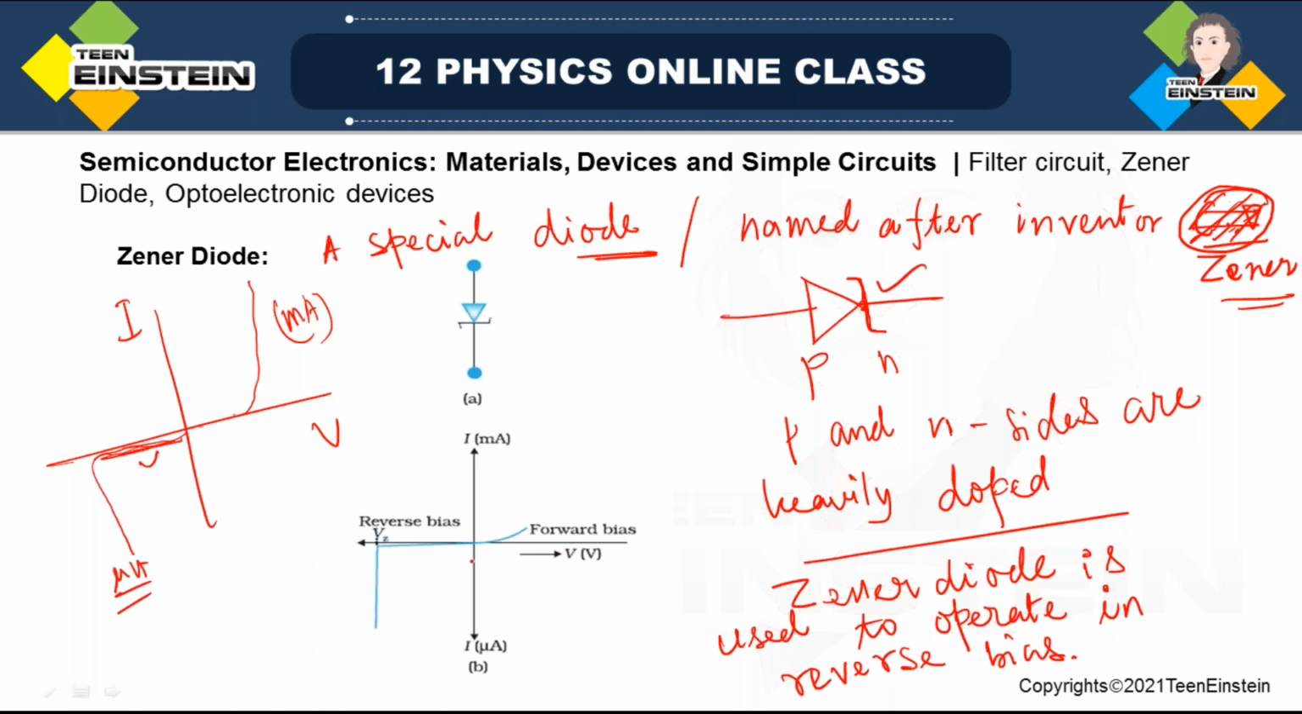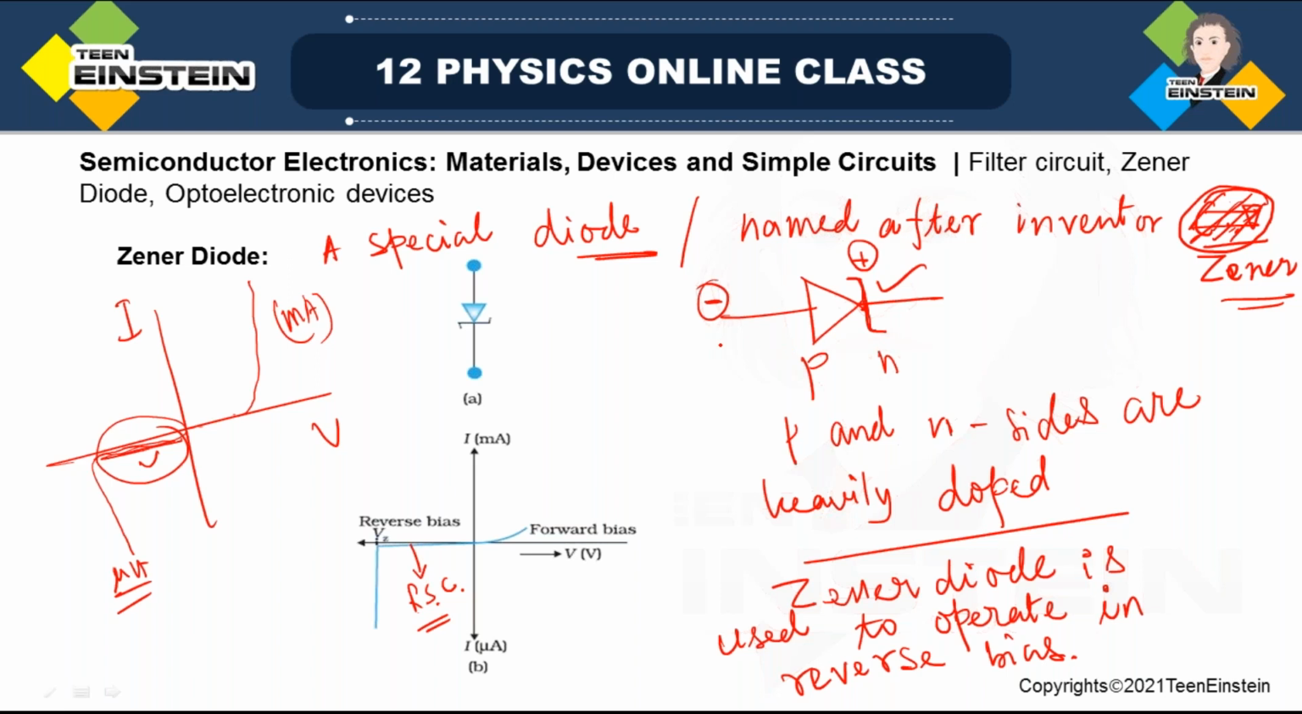Why? Because look, in the reverse direction, the reverse voltage means it is negative here. So the P side is the negative terminal, this is the positive terminal, this is the reverse bias. When the reverse bias voltage is increased, the current almost doesn't change, similar to the normal PN junction diode. This is called reverse saturation current.